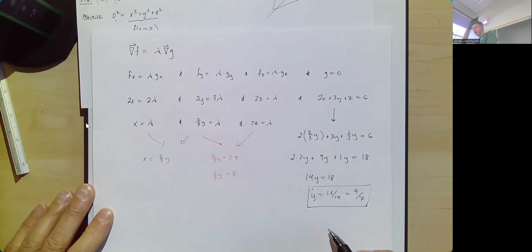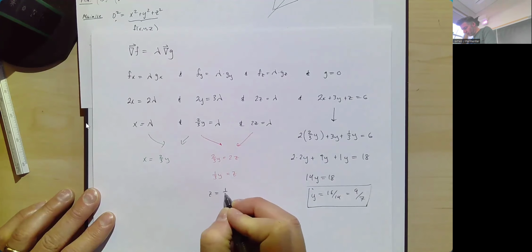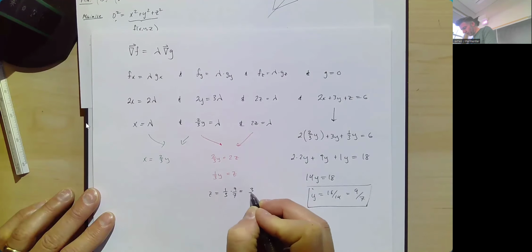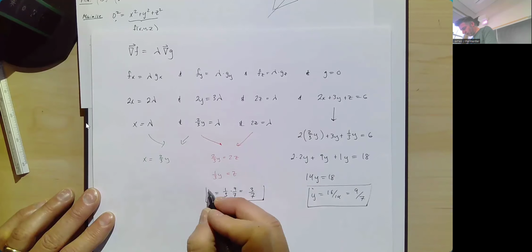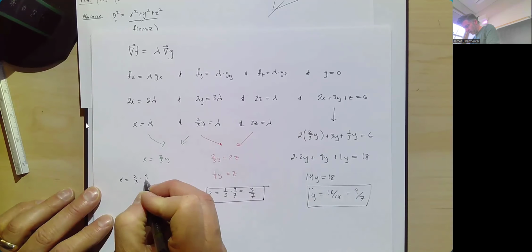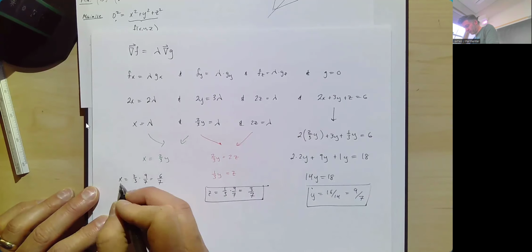And then I can go back and find z. z is going to equal 1/3 times y. So 1/3 times 9 over 7 is 3 over 7. I can go back and find x. x is going to be 2/3 times 9 over 7, which is 2 times 3 over 7, so 6 over 7.